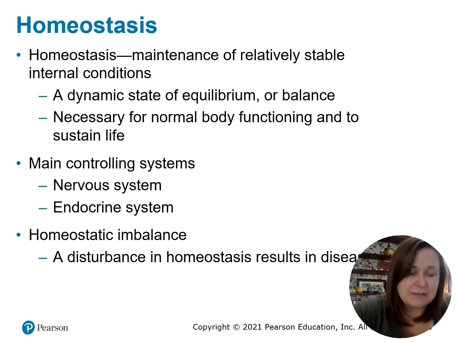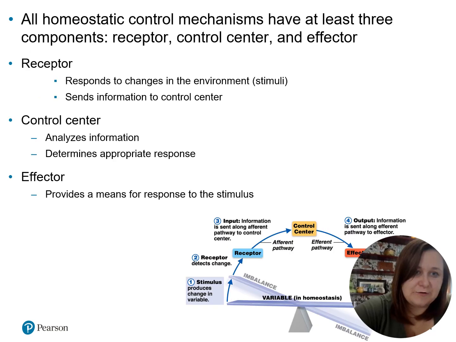The last thing that I want to talk to you about is homeostasis. This is so important for our body. We have to have relatively stable internal conditions. So homeostasis is really a dynamic state of equilibrium or balance. It's necessary for normal body functioning and to sustain life. The main controlling systems of our homeostasis are going to be the nervous system and the endocrine system. The cardiovascular and respiratory system also play a huge role in our homeostasis. And a homeostatic imbalance is just a disturbance to that homeostasis.